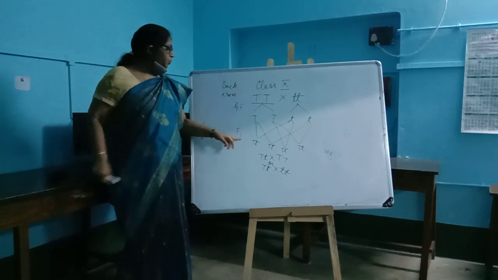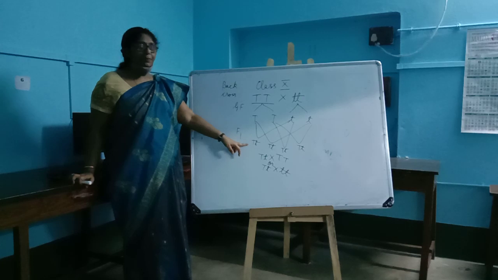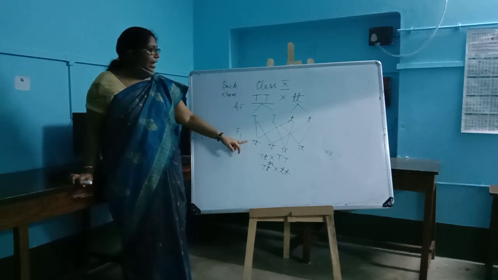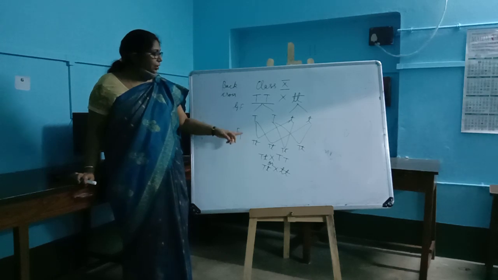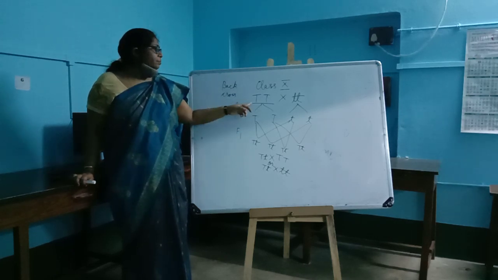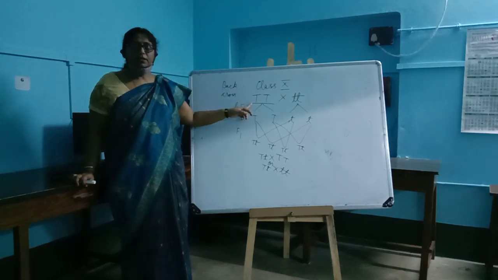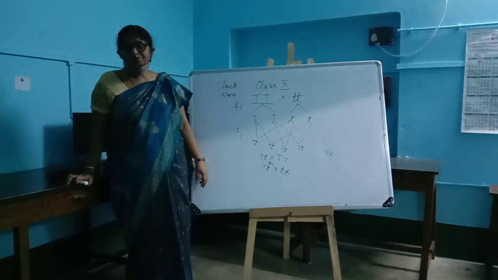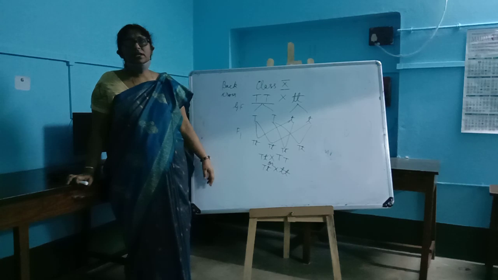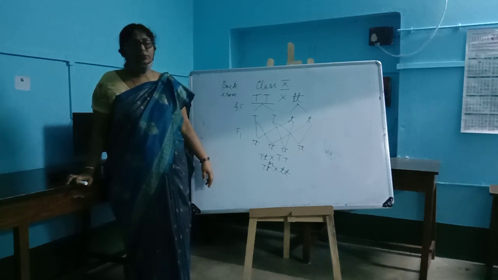What are we doing? We have taken one hybrid from the F1 generation, and instead of crossing it with another hybrid to get the F2 generation, we are crossing it either with the dominant parent, that is capital T, or we are crossing it with the recessive parent, that is small t. Then that becomes an example of a back cross.